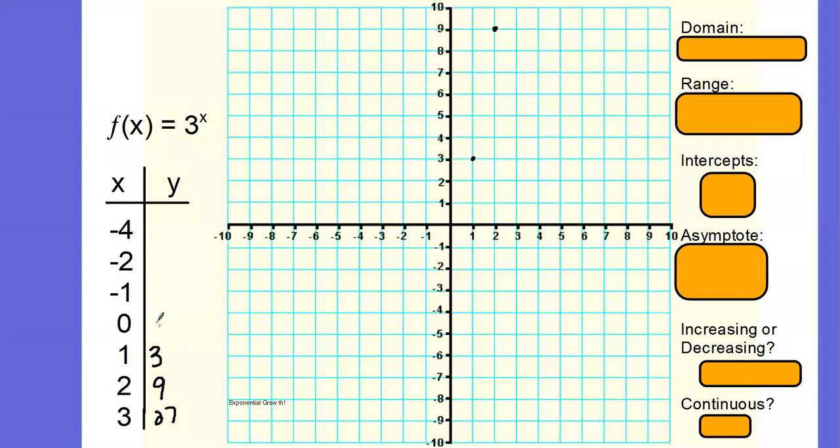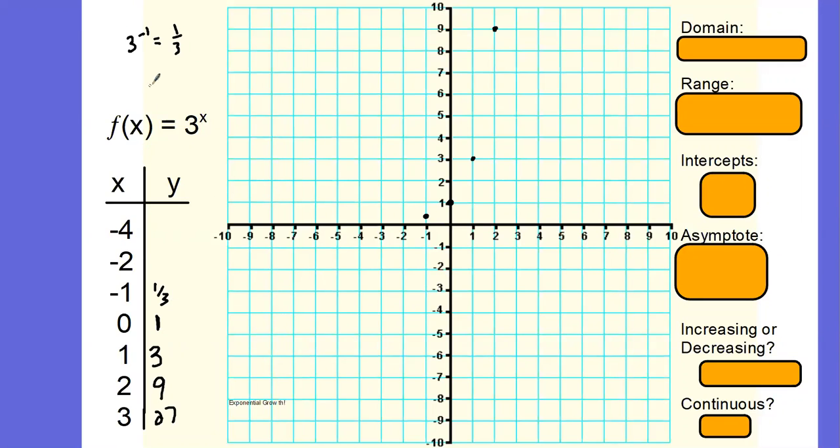0, 3 to the 0th power would just be 1. Anything to the 0th power is 1. So that point's going to be right there. 3 to the negative first. Remember how you deal with negative exponents. That's going to be the same thing as 1 over 3 to the positive first, or 1/3. So when my input is -1, my output is about there at positive 1/3.